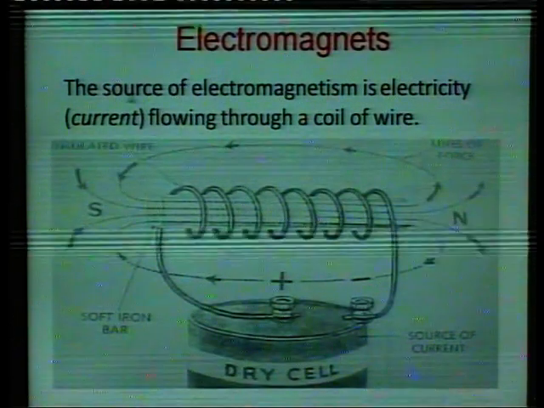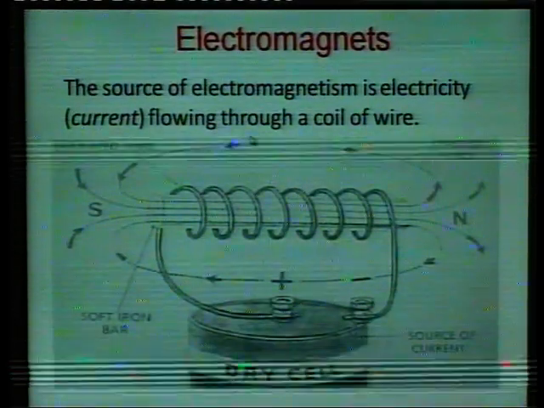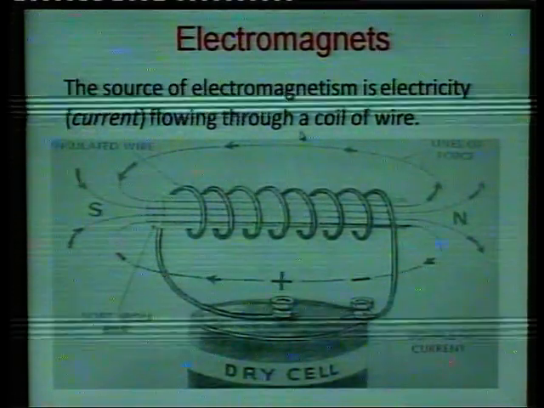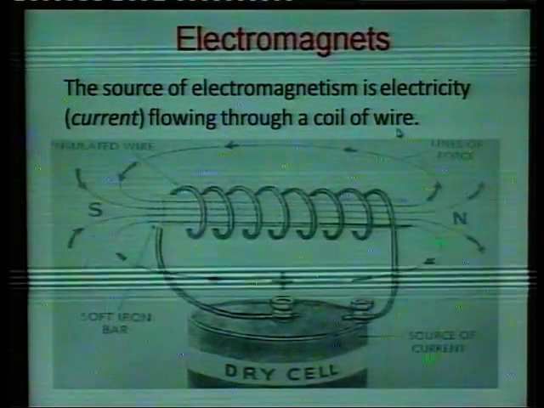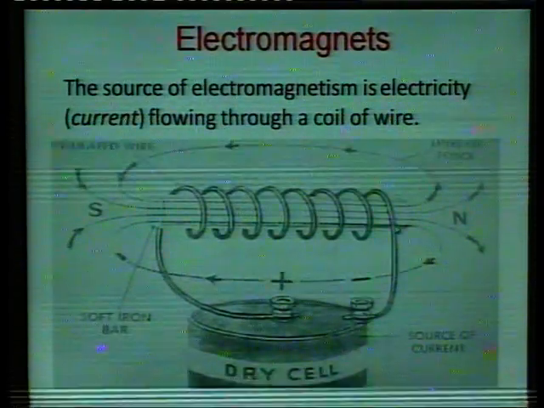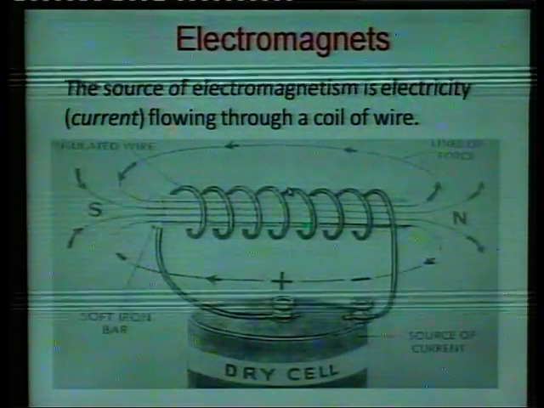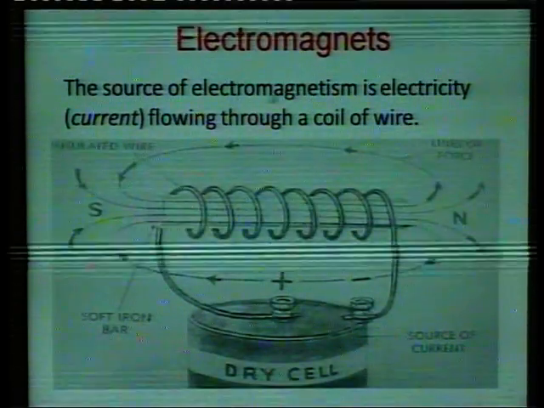Today we will solve a few numerical problems on the topic of electromagnetism. To start with, let's define what electromagnetism is. The source of electromagnetism is electricity flowing, that is, current flowing through a coil of wire. When a current flows through a coil, a magnetic field is developed around this current carrying coil, and this is the basis of electromagnetism.